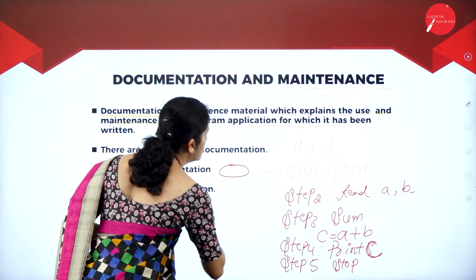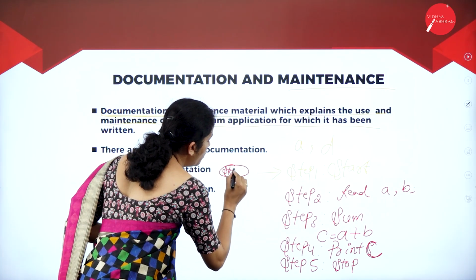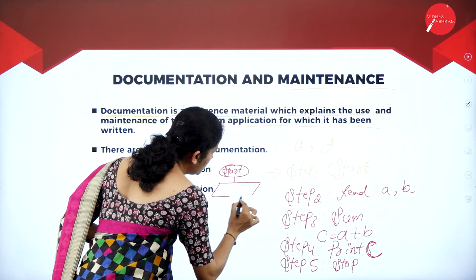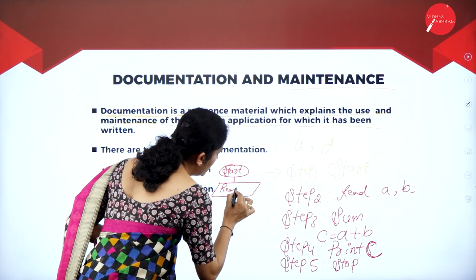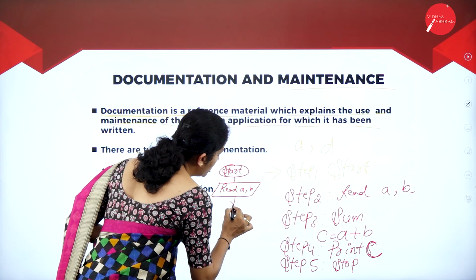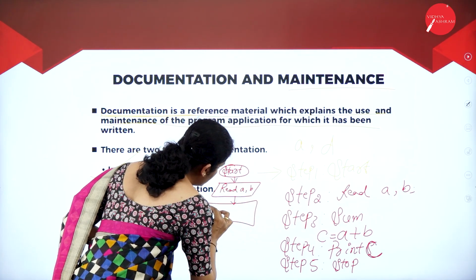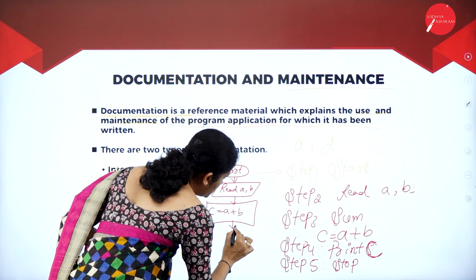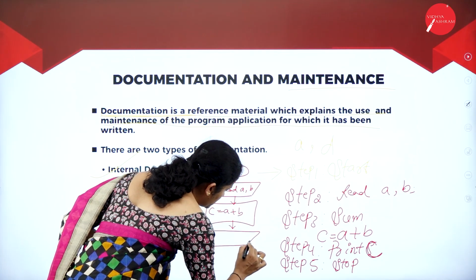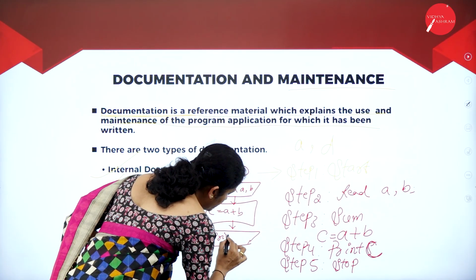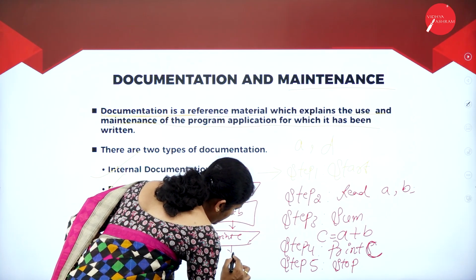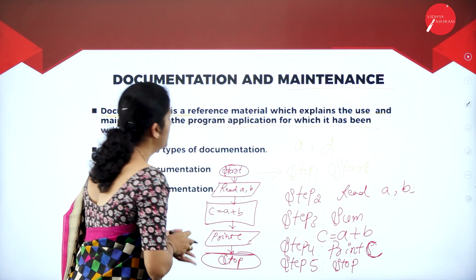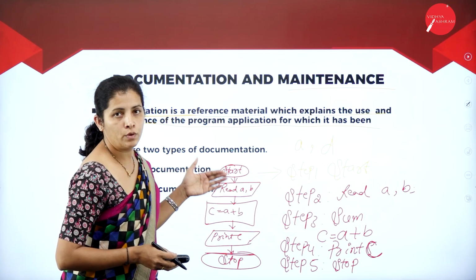That is, once again, start. Oval is used to represent the start symbol. Then I'm going to have a parallelogram, that is read A, B. Then the calculation, that is a rectangle, C equal to A plus B. Then display the output, that is print C, and stop my algorithm. So this is the way I can represent a flowchart.